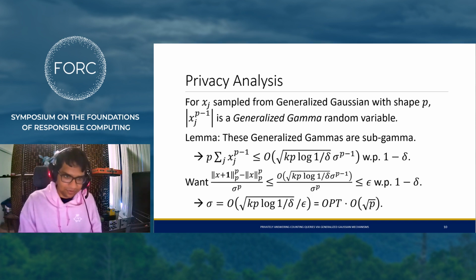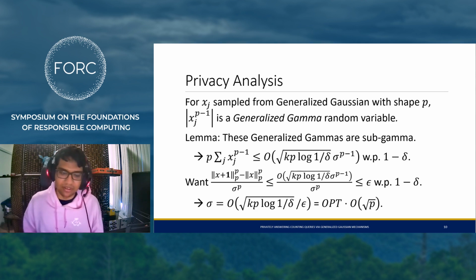Recall that we want the privacy loss to be at most epsilon with probability 1 minus delta. So if we plug in this upper bound on the numerator of the privacy loss and solve for sigma, we see that we want to set sigma to be root kp log 1 over delta all over epsilon, which is equal to the optimal error times order root p. And then this will give us epsilon-delta differential privacy.